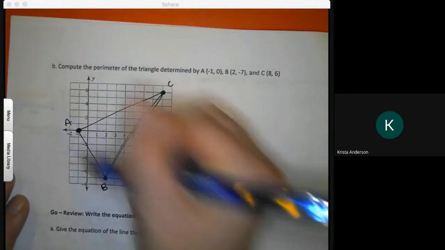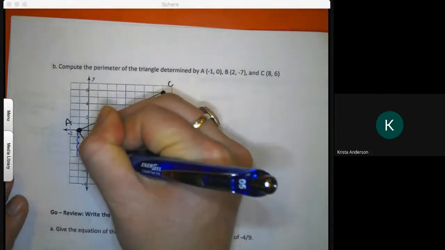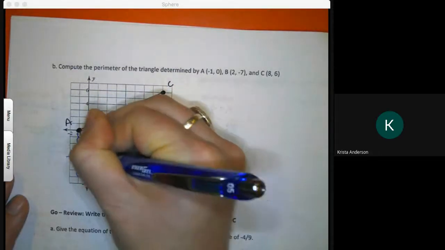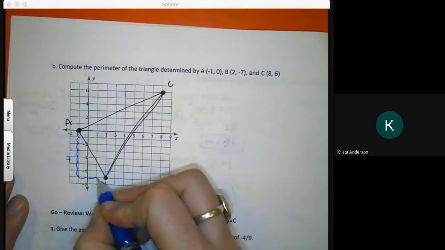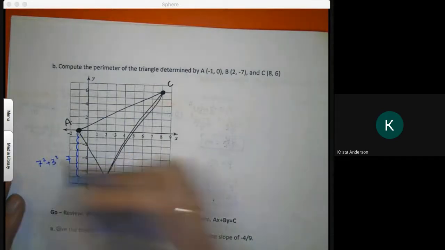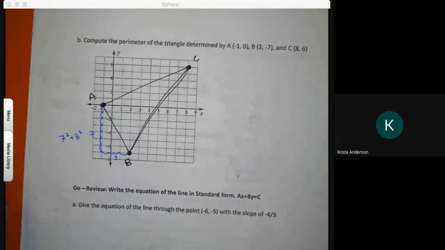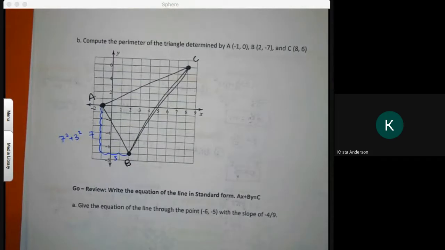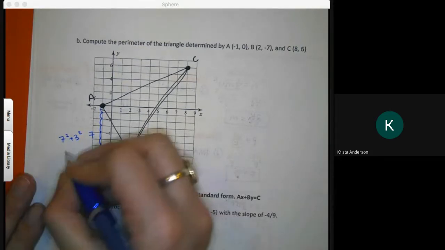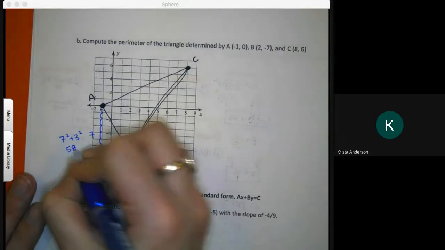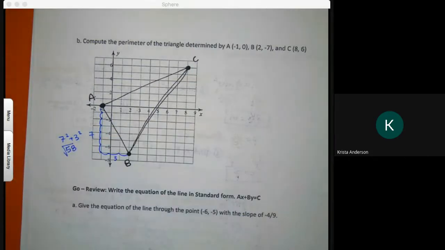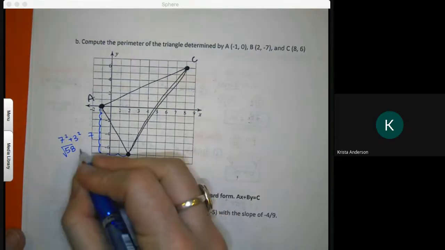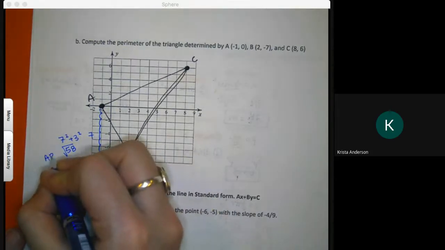All right, A to B is 1, 2, 3, 4, 5, 6, 7. 1, 2, 3. What is 7 squared plus 3 squared? 21 plus 9. Wait, not 21. That's wrong. 49. 49 plus 9. 49 plus 9 is 58. And I square root it. That is my length for A to B.